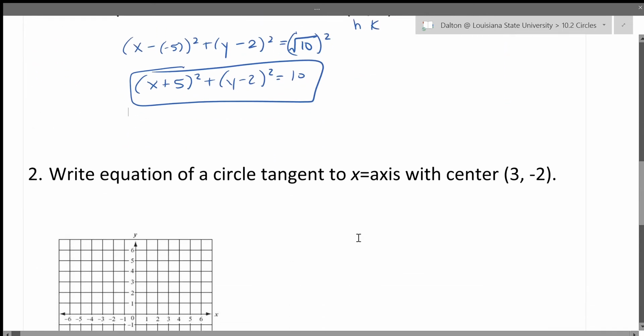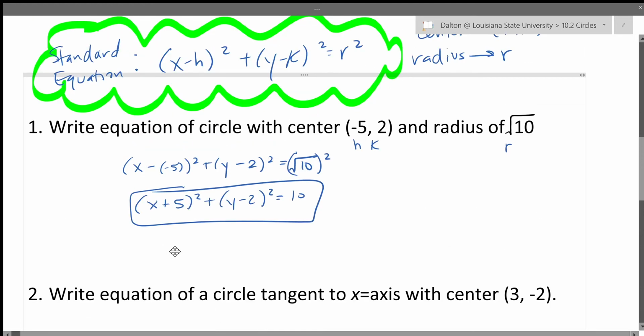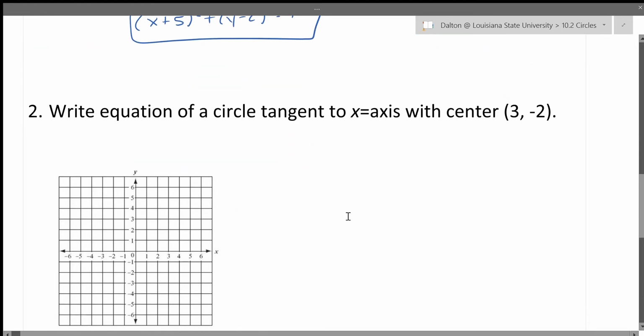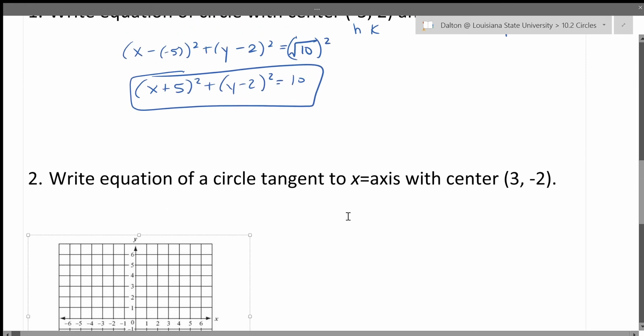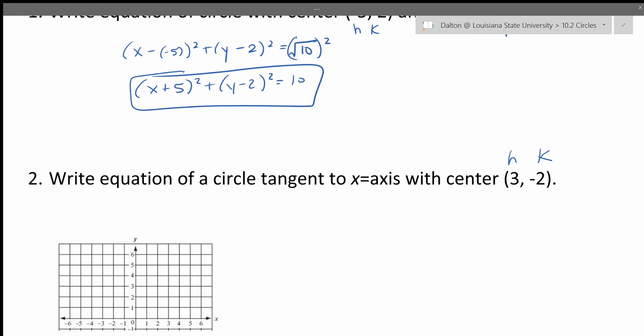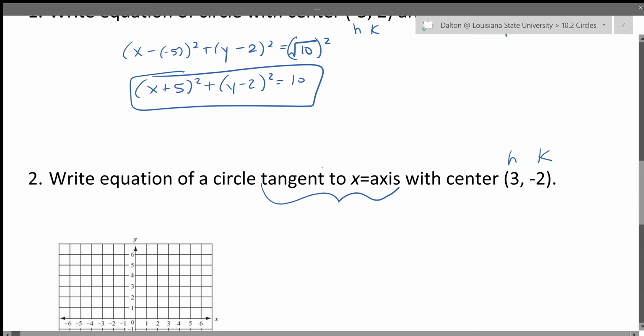So in the second example, the directions say, write the equation of a circle that's tangent to the x-axis with the center point at (3, -2). So the center point is half the battle, and I give that to you. That's h and k. But when I tell you that it's tangent to the x-axis, you've got to remember a couple things. I don't want you to think about sine, cosine, and tangents.